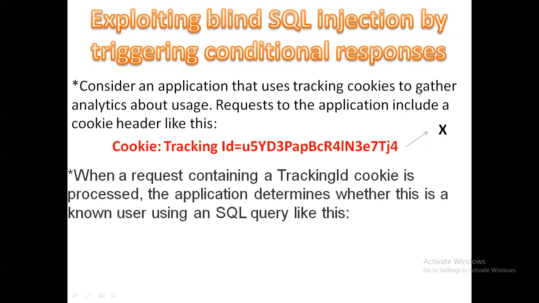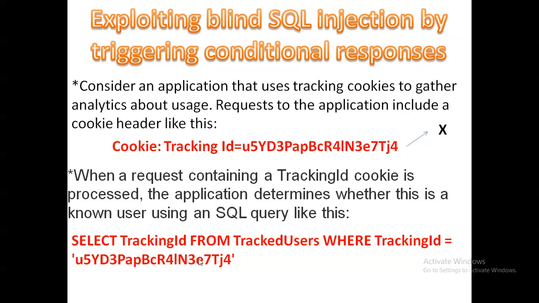So next, when a request containing a TrackingId cookie is processed, the application determines whether this is a known user using a SQL query. It will just check whether it is a known user or not. To check that, it will run a small SQL query like SELECT TrackingId FROM TrackedUsers WHERE TrackingId equals the same alphanumeric value, that is X, we have used here.